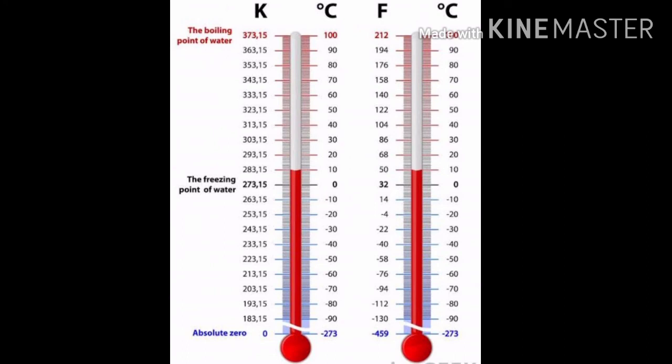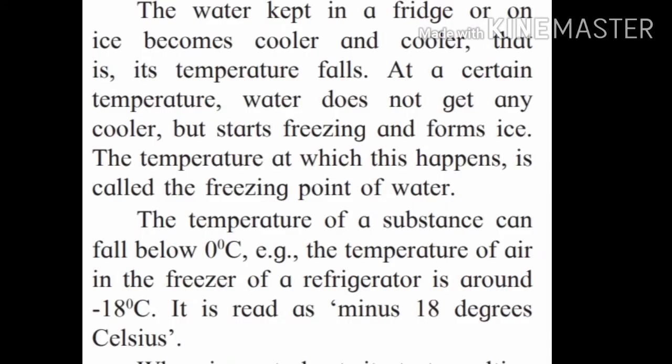We saw what is boiling. Now let's see what is freezing. When the water is kept in a fridge or on ice, it becomes cooler and cooler. It means its temperature falls. At a certain temperature, water does not cool any longer, but it starts freezing and gets converted into ice. The temperature at which this happens is called the freezing point of water. And the freezing point of water is 0 degree Celsius. The temperature of a substance can fall below 0 degree Celsius.